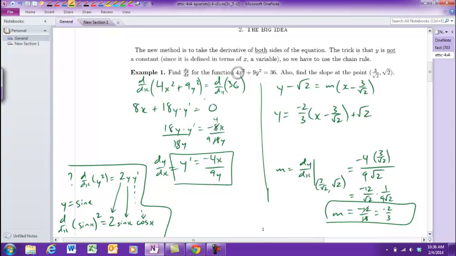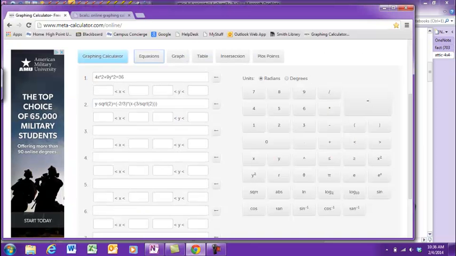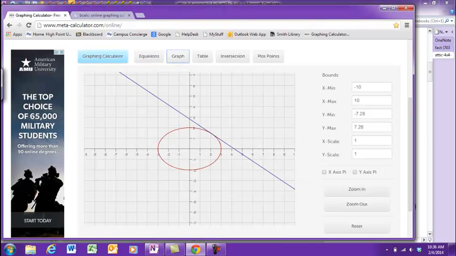So this function, 4x squared plus 9y squared equals 36, is an ellipse. It looks like a circle, but it's sort of elongated a little bit. And we wanted to find the slope at this particular point. So what does that look like graphically? If I go to MetaCalculator, there's my equation of the ellipse, and there's my equation of the line. And I graph that, it looks like this.